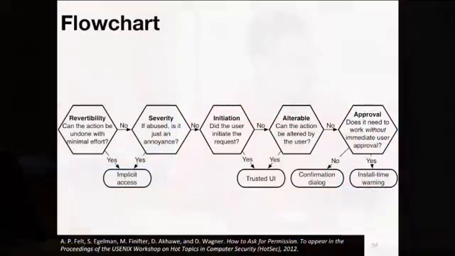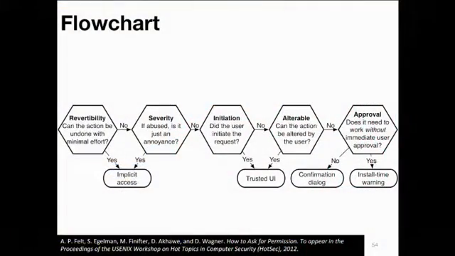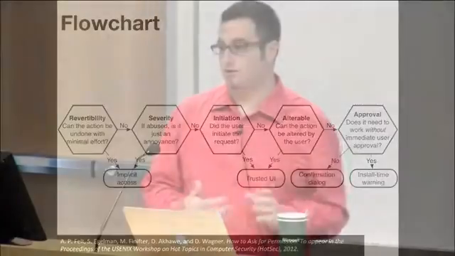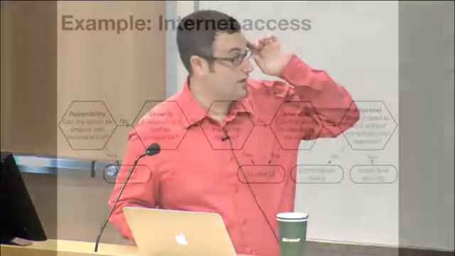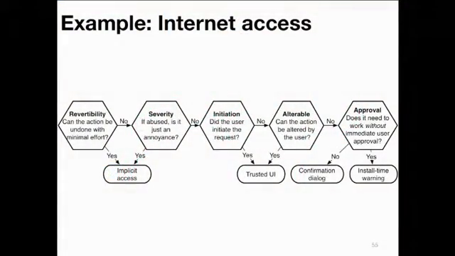So we're going to be presenting this at HotSec in 2 weeks. We came up with this flow chart for how to decide when to use which permission mechanism. To give an example, granting internet access. Can this be undone? Well, not really. You can't get the bits back. Is it severe if it's abused, or is it just an annoyance? Well, if you're not roaming internationally and you have an app that's using a lot of data, there's only so much that could happen. So we want implicit access here with an audit mechanism.